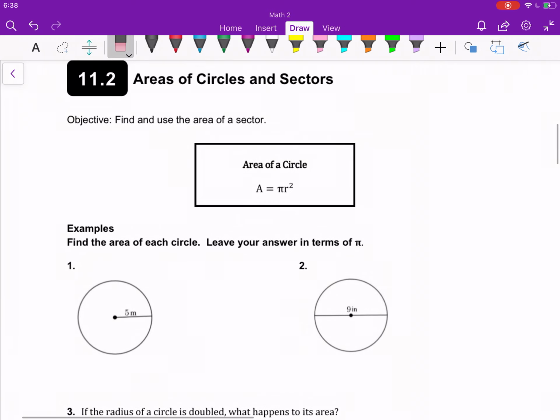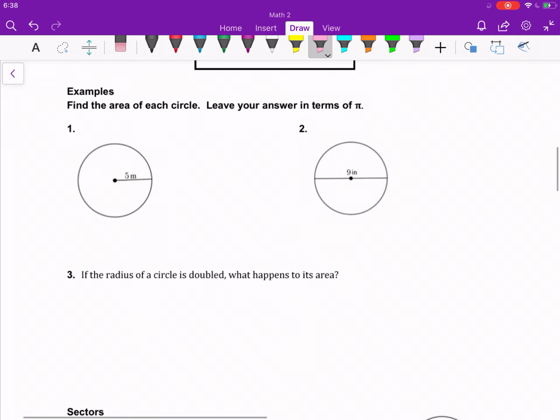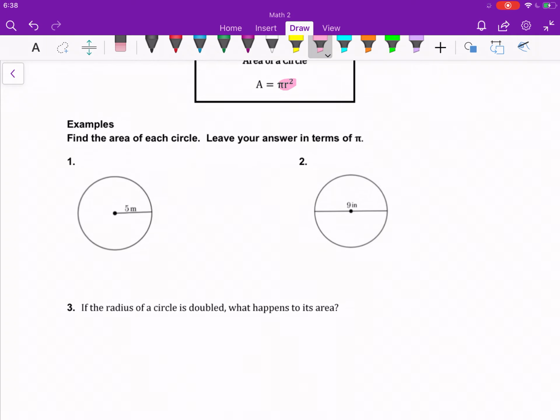So before we talk too much about sectors, let's talk about just what the area of a circle is. The area of a circle, if you recall from previous math, is pi r squared, r being the radius. Let's go ahead and do a few examples of finding the area of a circle.